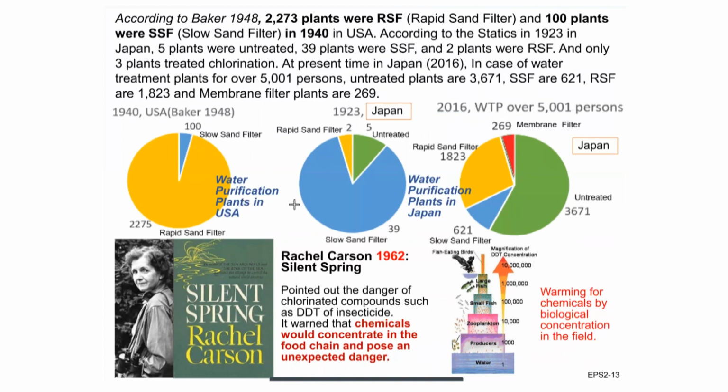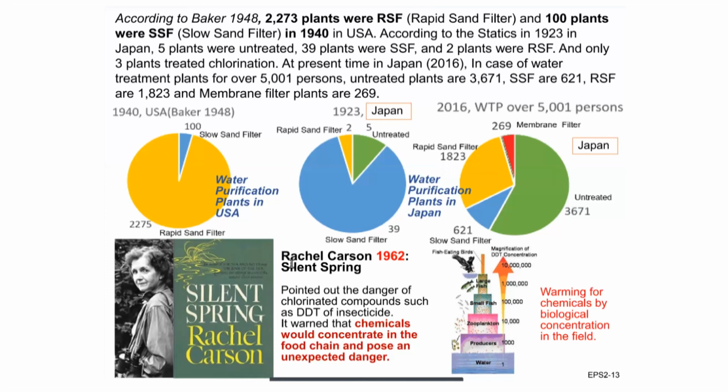But in my country, Japan, many are slow sand filters and some are untreated. A very small number are rapid sand filters. But at present, since it is a mountainous country, untreated plants are so many, then some slow sand filters, and rapid sand filters mainly in the municipal areas.